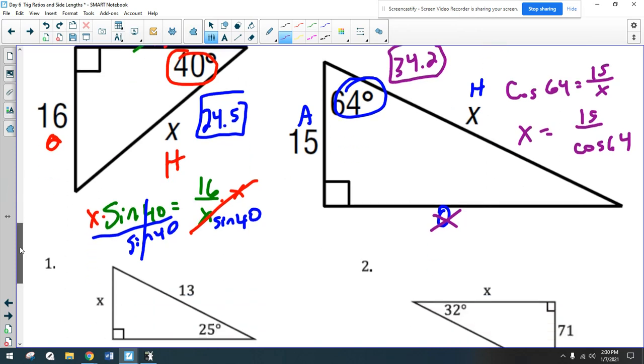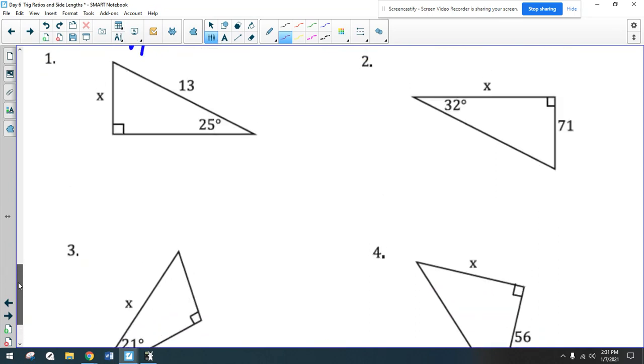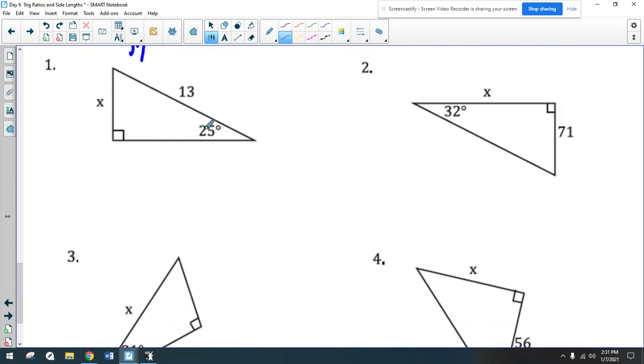Okay, that's basically what we've got going on here. So I've got a couple of extra examples. I think I have 4 more, and then that's it. I know it was a little long today, but I wanted to do a bunch of examples.